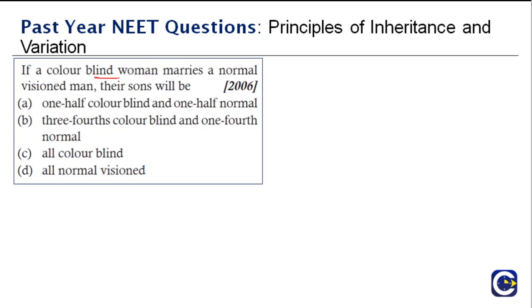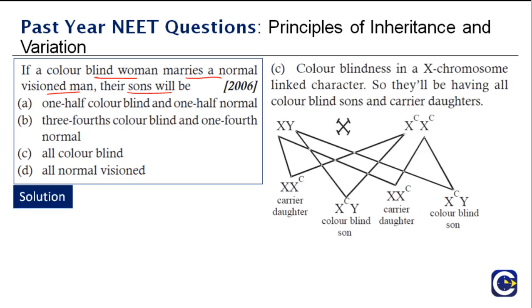If a color blind woman marries a normal visioned man, their son will be. I think this question has repeated so many times that now even without working it out, you can answer it. What is the best way to answer such questions? To write it down. So this is the normal man and this is the color blind female. Color blindness is an X chromosome linked character. So they will have all color blind sons and carrier daughters. If you look here, these are the carrier daughters and they have the color blind son. So the right answer here is C.